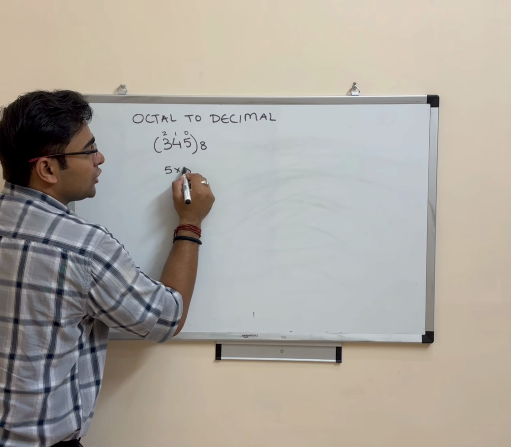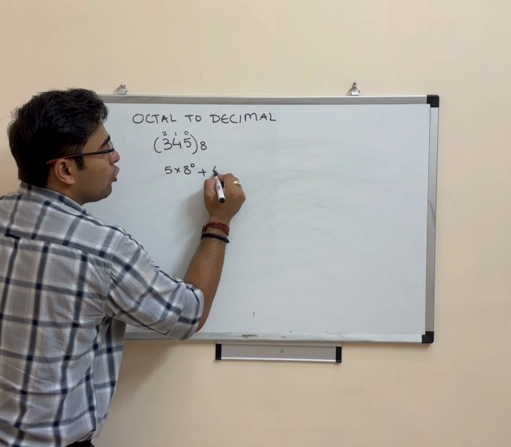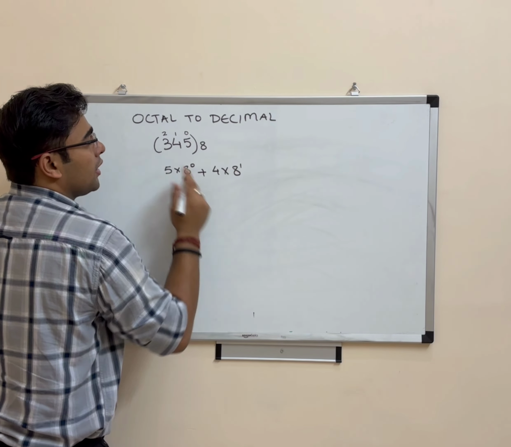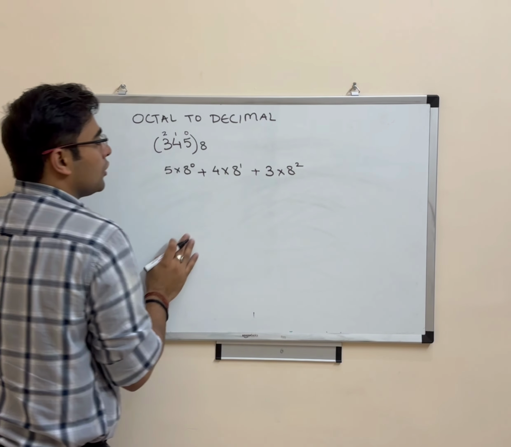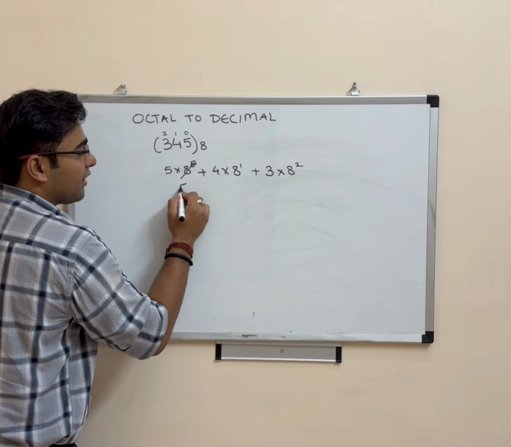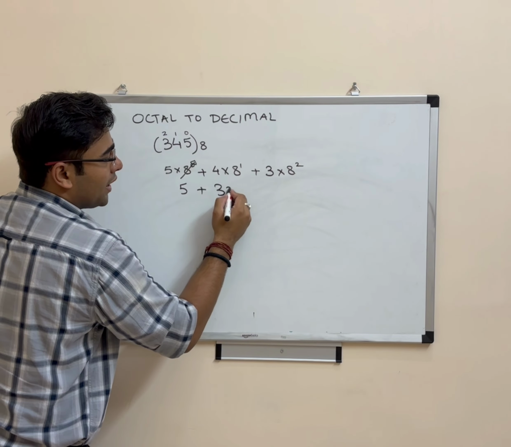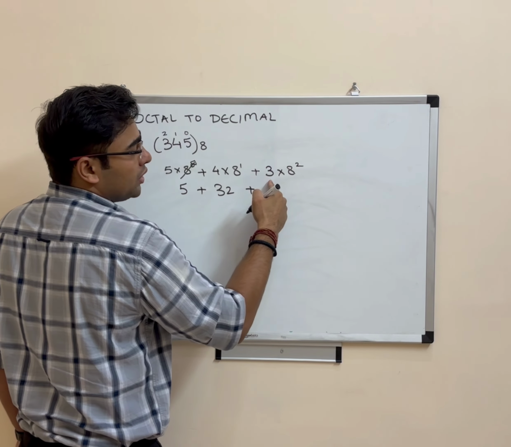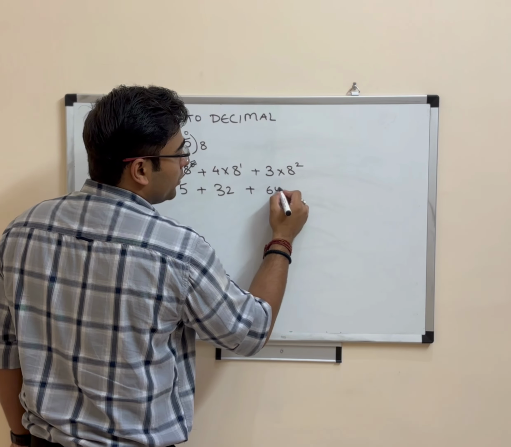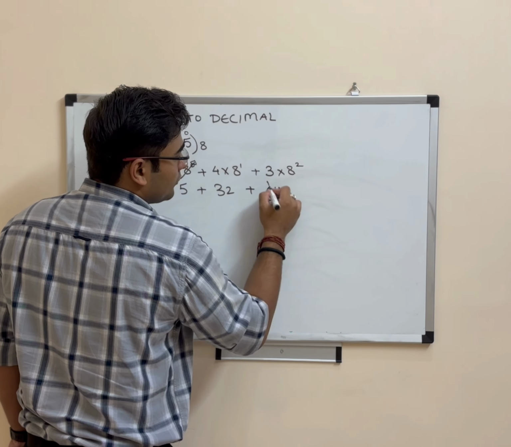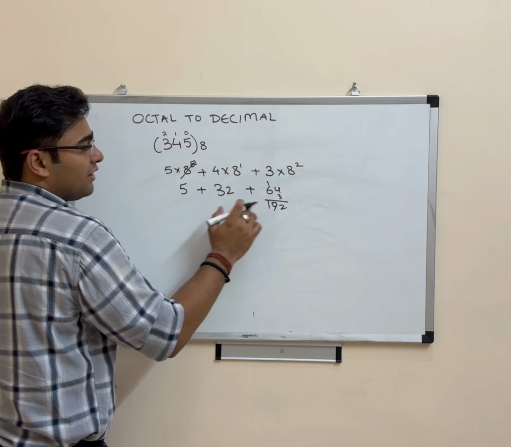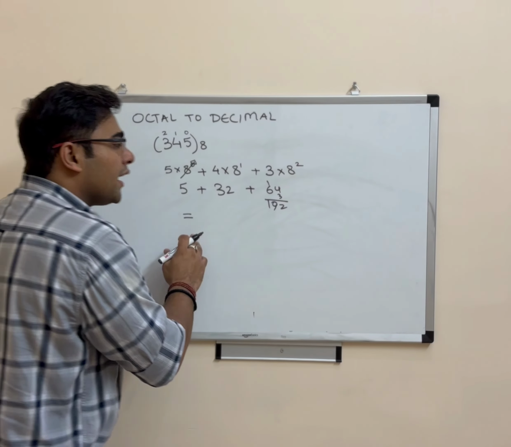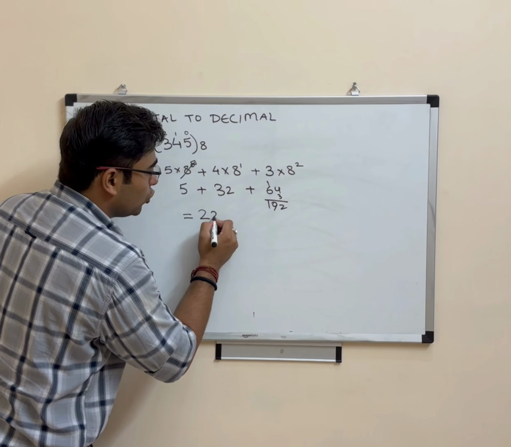Now I'll write this as 5 into 8 raised to the power 0, plus 4 into 8 raised to the power 1, plus 3 into 8 raised to the power 2. So this is nothing but 1, so it is 5. This is 32, and 64 into 3 comes out to be 192. So 192 plus 5 plus 32, and here you will get the answer as 229.